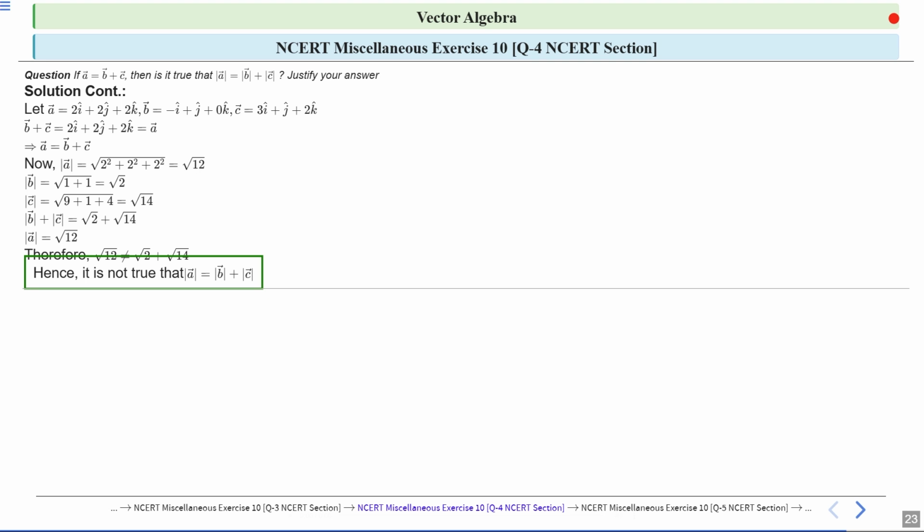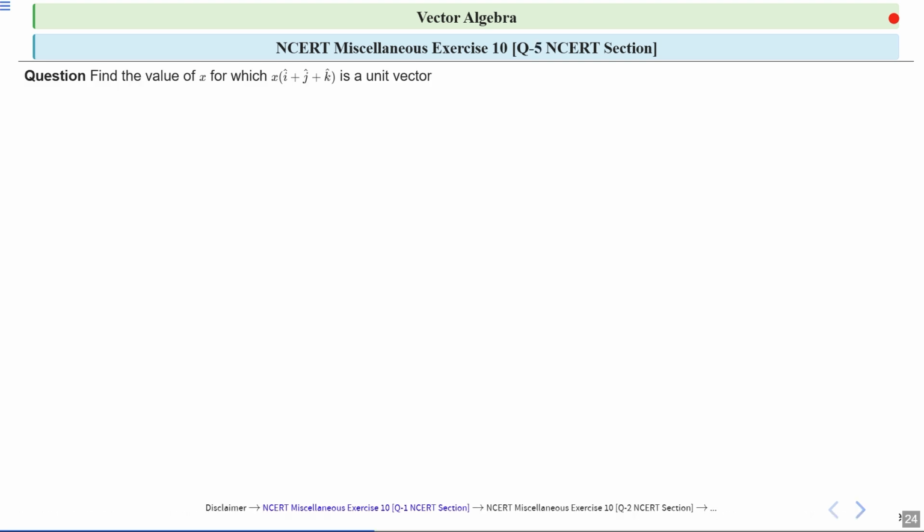Right, hope it's clear to all. Next is NCERT miscellaneous exercise 10, question number 5, which says, find the value of x for which x times i cap plus j cap plus k cap is a unit vector, right? So let's see how we can find the value of x, right?